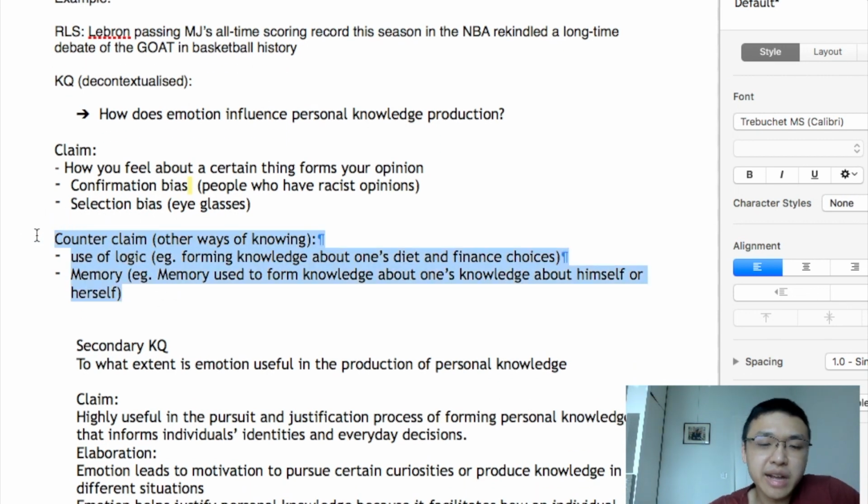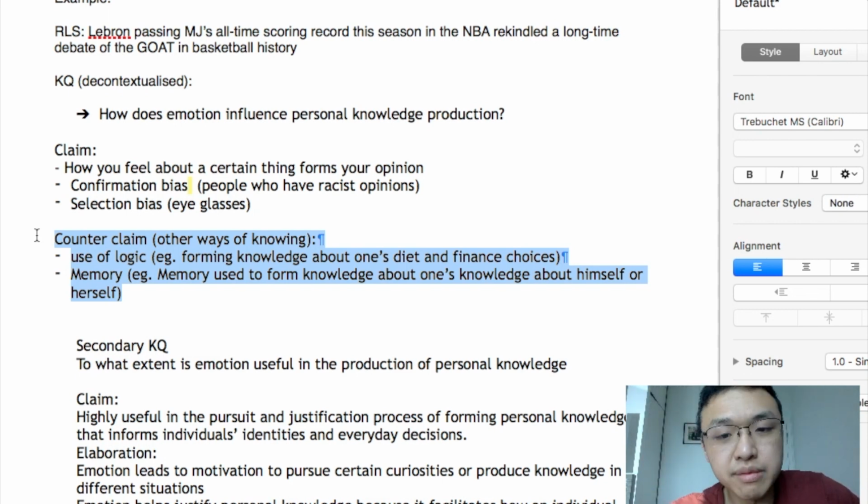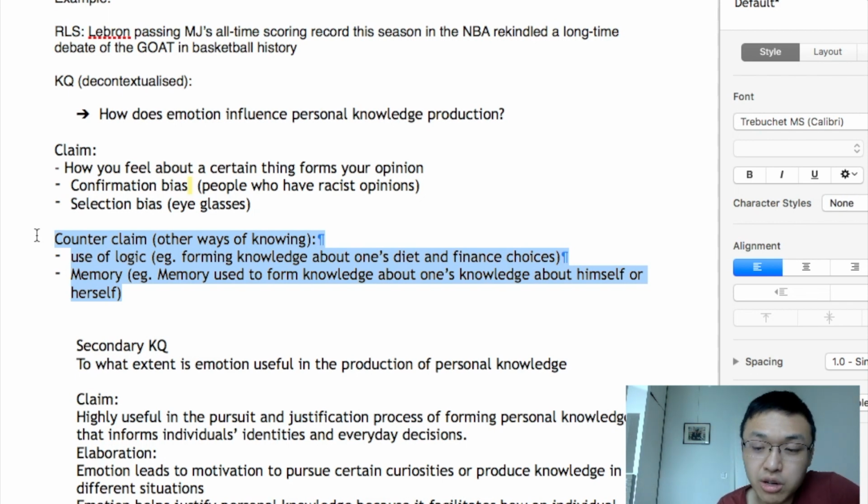Now, what's the counterclaim? The counterclaim is that other ways of knowing also influence the production of personal knowledge. So for example, the use of logic, right? Many people have personal knowledge about their finances, like what is a good financial investment. These sorts of things, people have their own personal knowledge, or about their diet, like what kind of food they should be eating. These are also forms of personal knowledge. And to form these sorts of knowledge, people generally use logic as part of their way of knowing. They would logically decide that this sort of investment or financial decision is best for them, right?